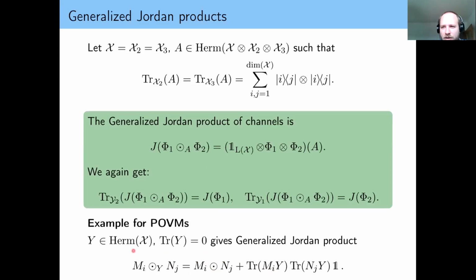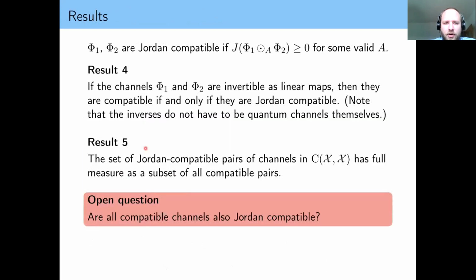So we can perform this generalization and we can get way more easy guesses of these joint channels in the channel compatibility problem. And by extension of the previous result, we can still apply all of this to the quantum marginal problem if we need to. And here are some more results, because we wanted to know how efficient this generalized Jordan product is in actually proving that two channels are compatible.